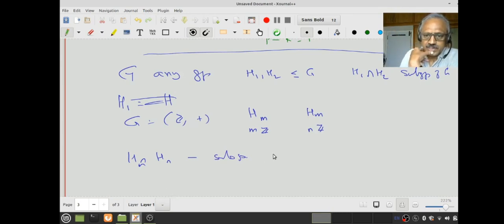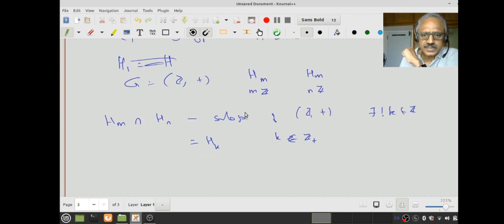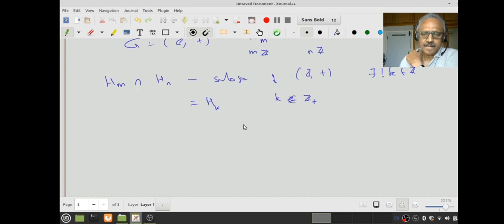But notice that this is a subgroup of Z plus. But I know all the subgroups of Z. What do I know? They are of the form some Hk where k is in Z plus, right? Therefore there exists a unique k so that Hm intersection Hn equals Hk. Let me write it carefully. It must be a subgroup which is multiples of k. Do you understand that? Yeah, right.